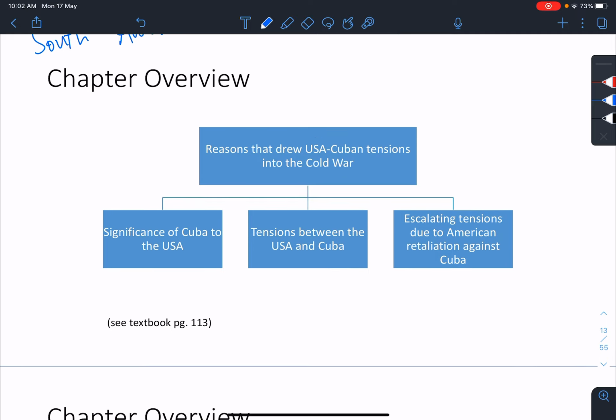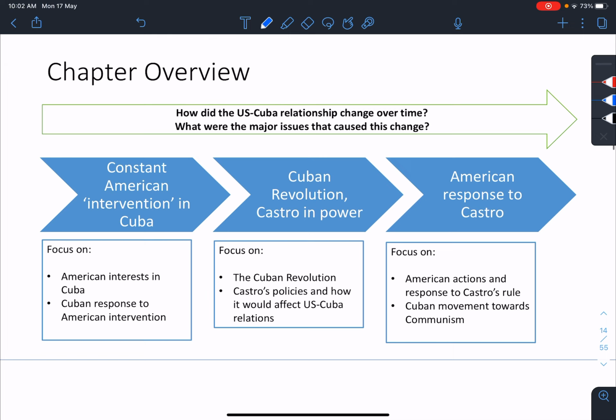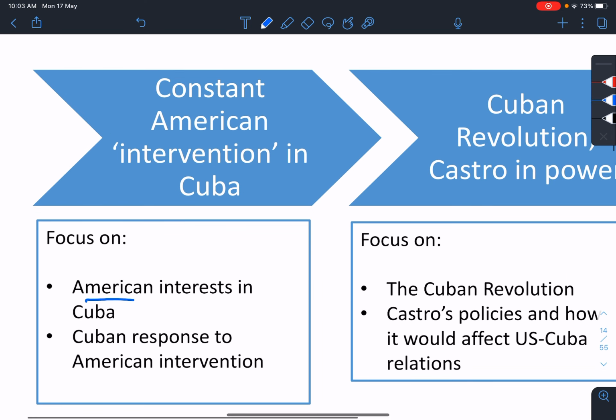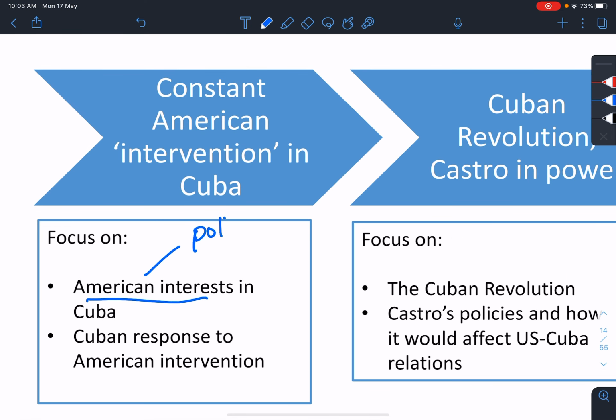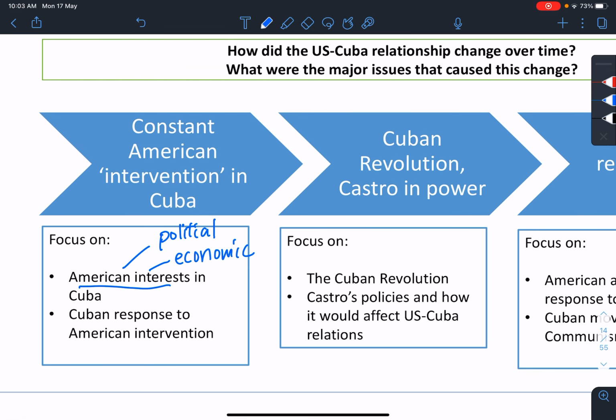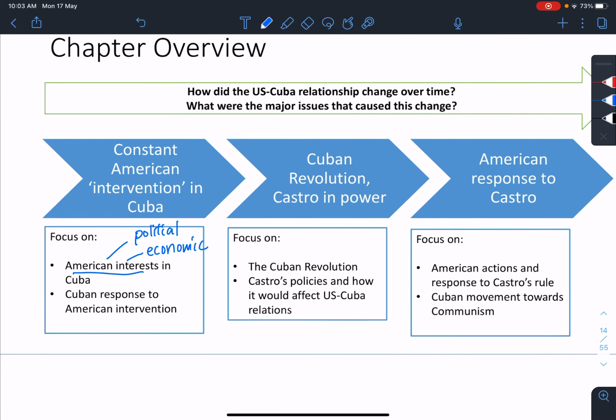How does this happen? Let me give you an overview. Okay, now we must think about what I just said. There is constant American intervention in Cuba, suggesting that they want to get control of Cuba, right? So there are two main interests here. We are talking about political as well as economic interests. Okay, so if the Americans keep intervening, how will the Cubans respond? That is something we need to think about. Hint, not very well.